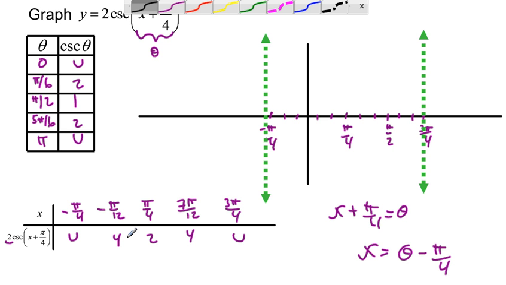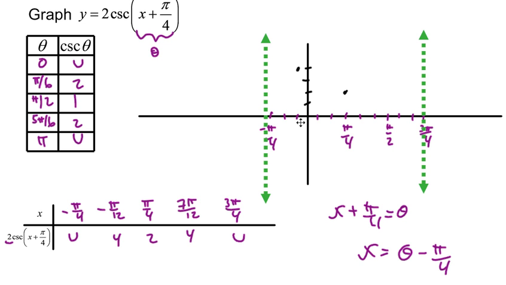So negative pi over 12, 4. Negative pi over 12 and then 4: 1, 2, 3, 4. So we'll go right there. Pi over 4, 2. Pi over 4, 2.